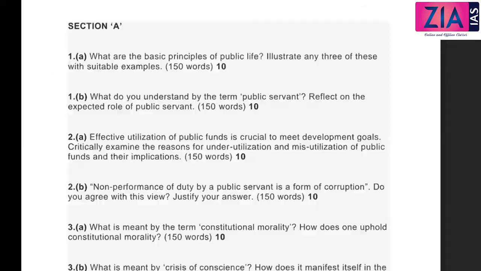What do you understand by public servant? It means the person who is drawing salary or pay from the government in performing some public duty. Okay, so appointed or elected to the public office for performing some public duty. Then this part is very much subjective.